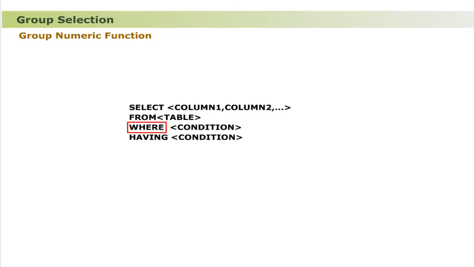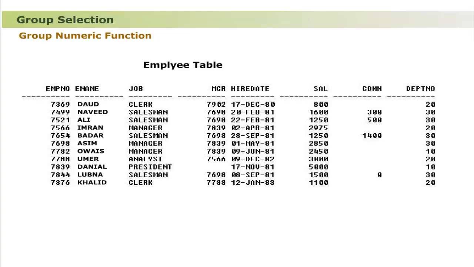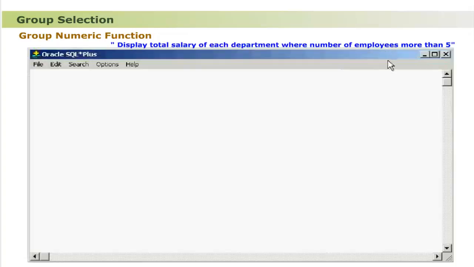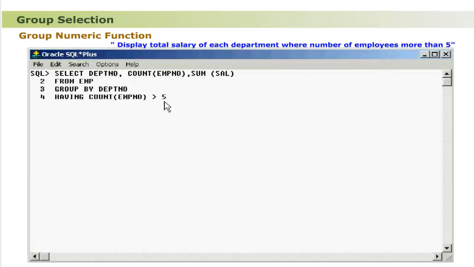Group selection. Dear learners, so far we used where clause for selection among the given rows. But very often it is required to select groups among given set of groups. The having clause is used for such purpose. For example, consider the query needed in table employee. Display total salary of each department where the number of employees are more than 5. The select command that uses having. The output of this command is.